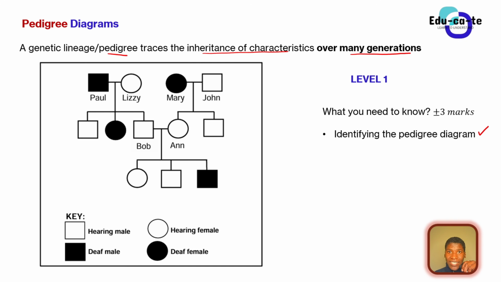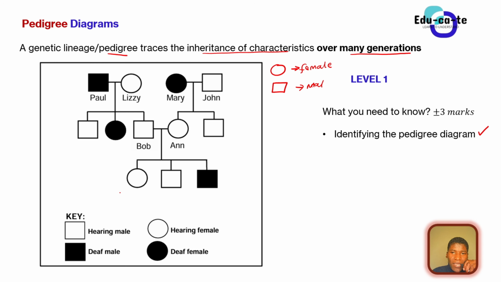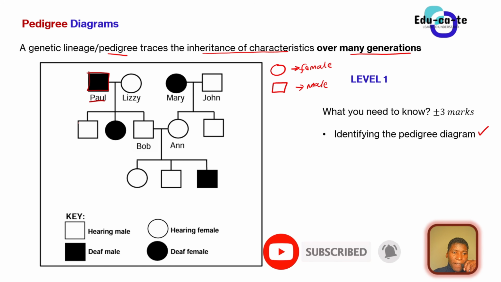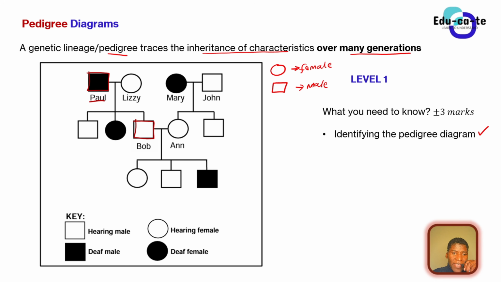They represent different individuals. A circle represents a female individual. Whenever you see a circle in a pedigree diagram, that's a female individual. And when you see a square like this, that's a male individual. So we have uncovered the different shapes here. Here, Paul is written next to a square, so Paul is a male. This is Bob, and there's a square here, so Bob is a male.